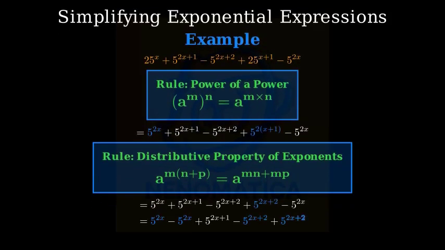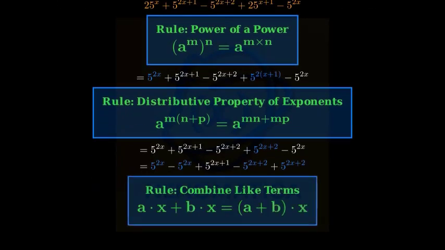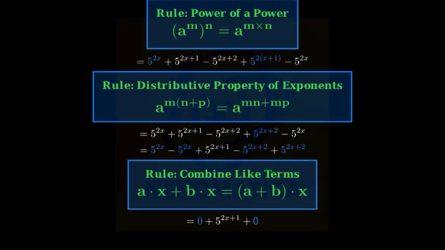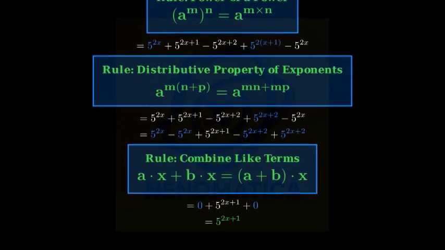We have 5 to the 2x minus 5 to the 2x, which equals 0. And then we have minus 5 to the 2x plus 2 plus 5 to the 2x plus 2, which cancel each other out. After combining like terms, our expression simplifies to just 5 to the 2x plus 1. So our final answer is 5 to the 2x plus 1.